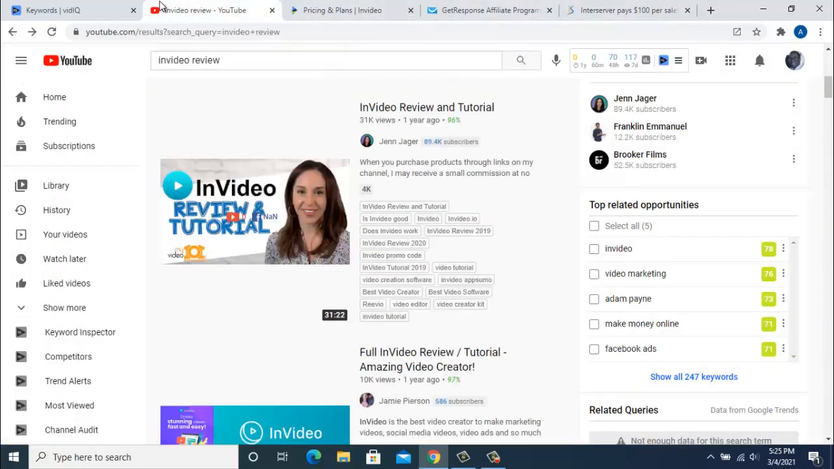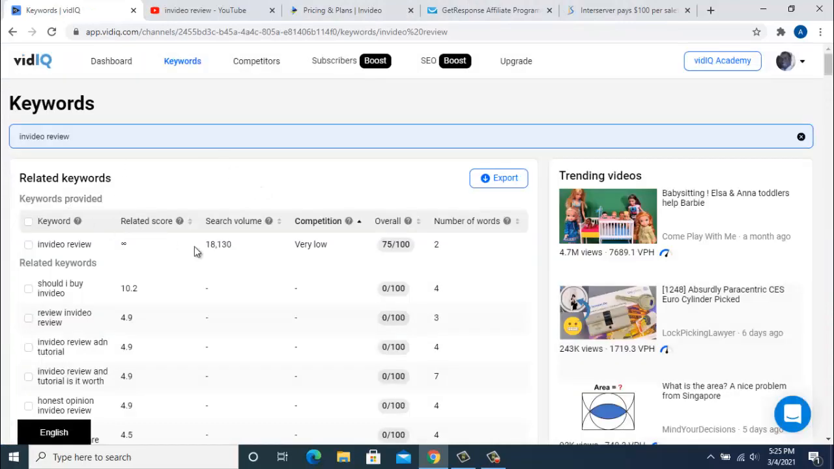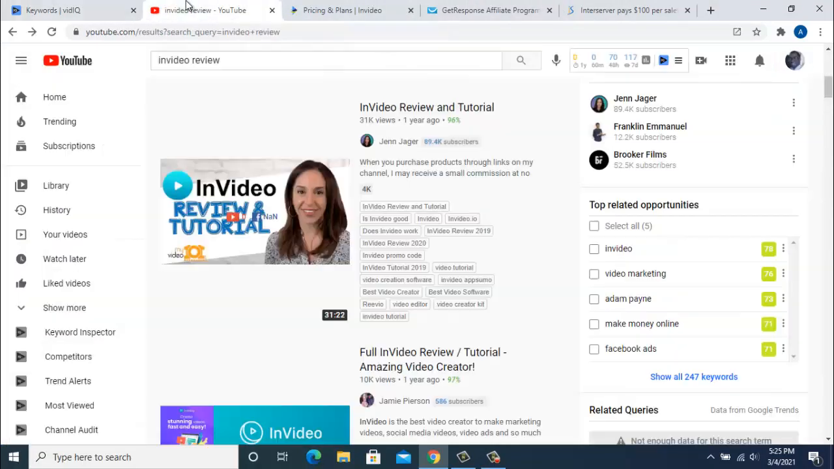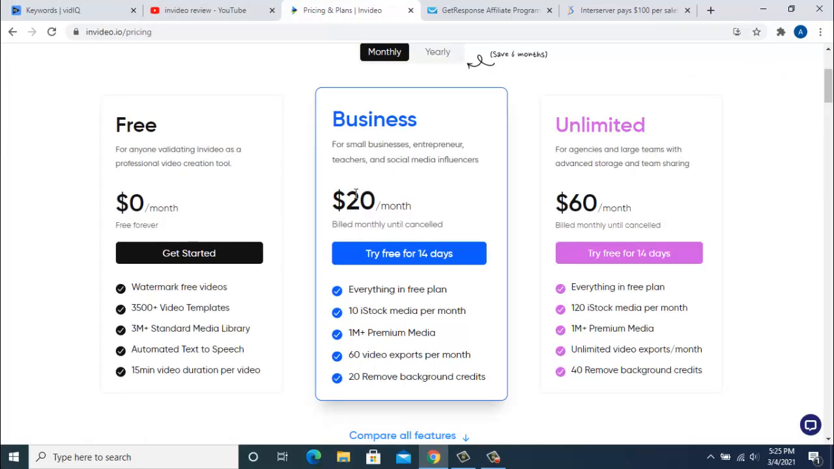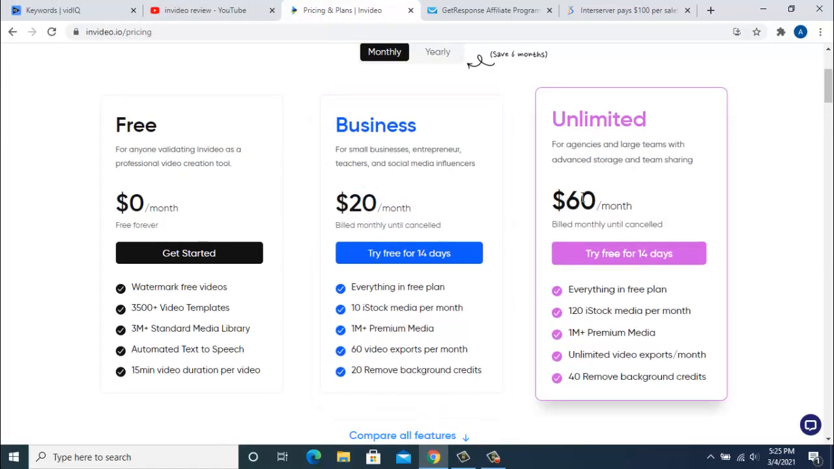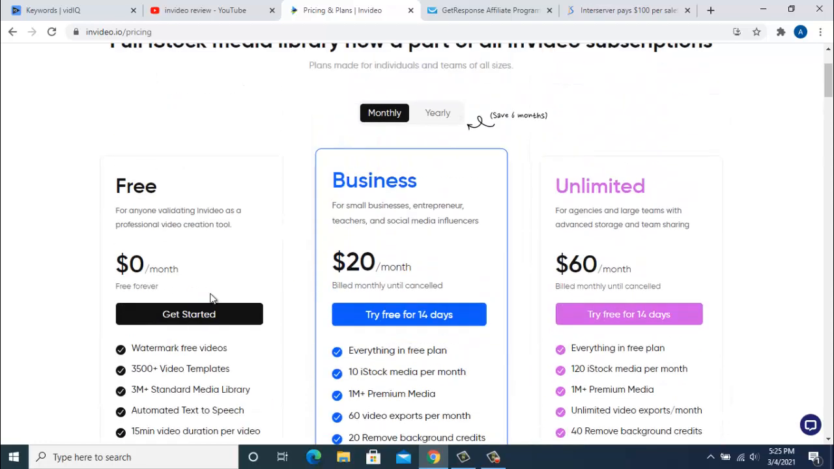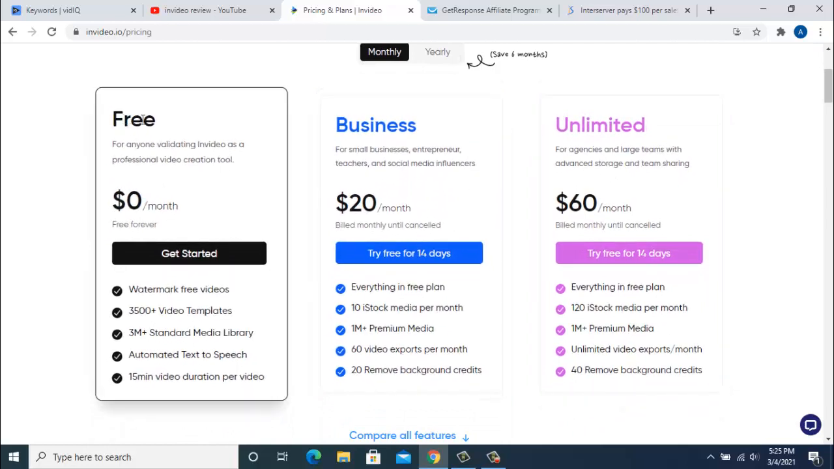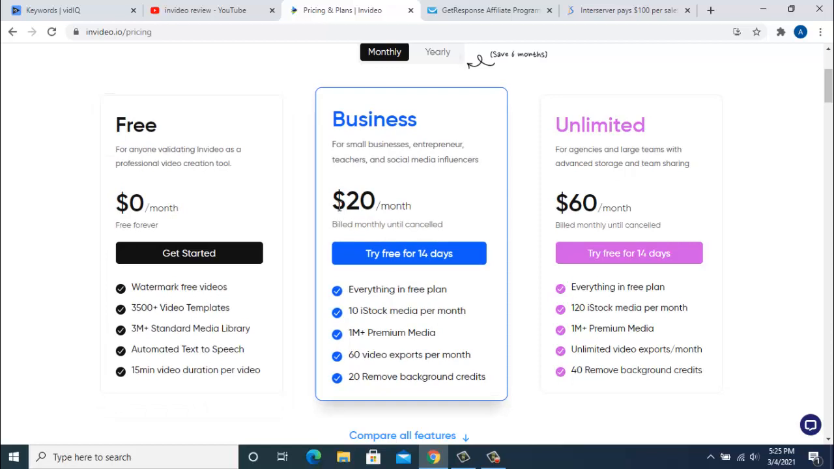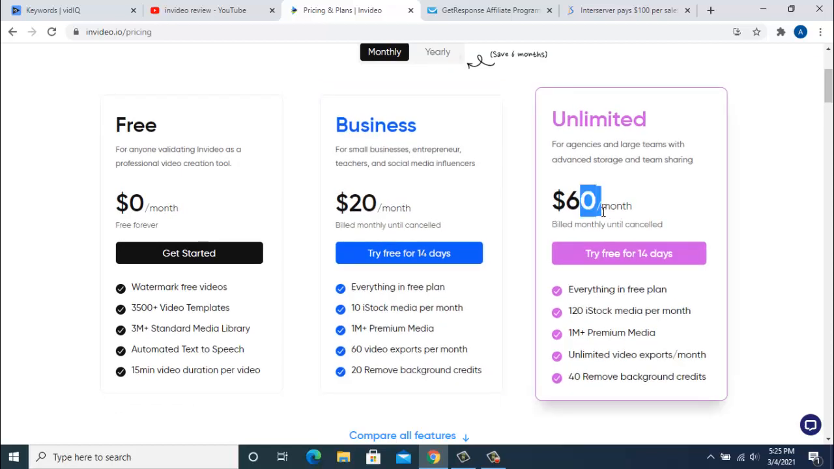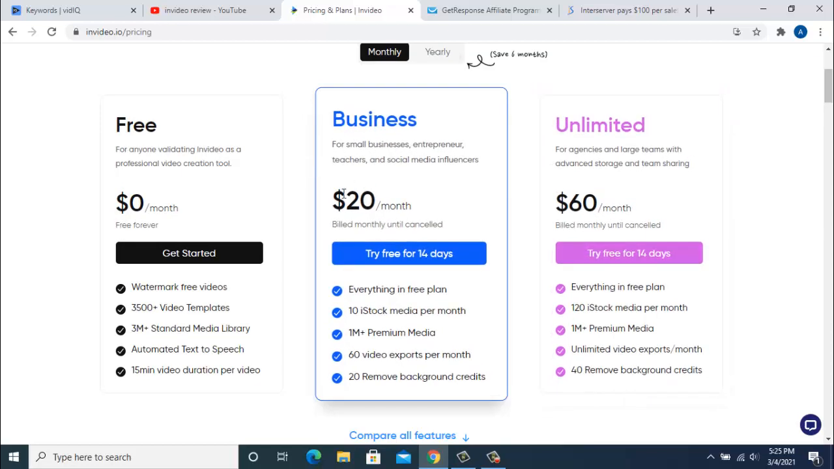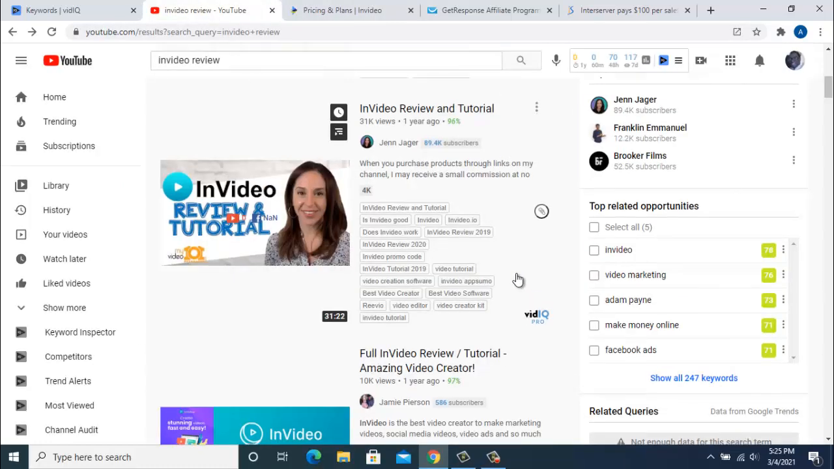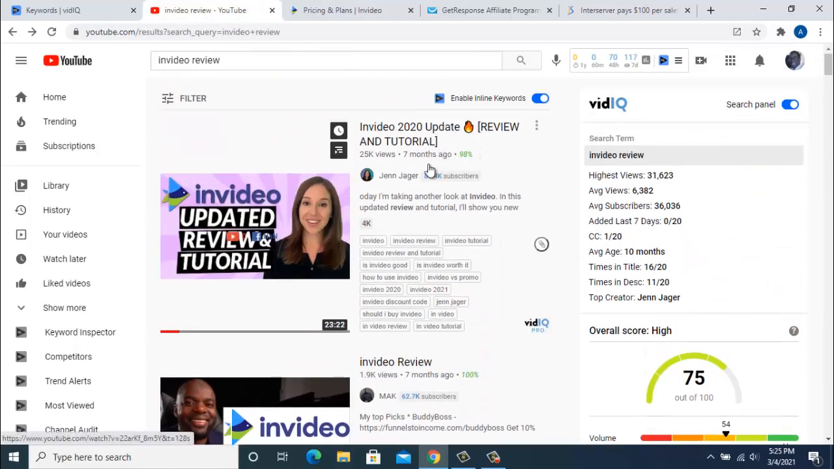Now what happens is, we found that this keyword has 18,000 people and very low competition. So we go ahead and let's look at the pricing. Okay, it's $20 a month, and unlimited is $60, and they pay 50% commission. So it means if you bring people here, it's really easy to promote this product because they have a free plan. So you can just promote the free plan, and then people will go ahead and upgrade. So this will give you $10 a month, and this will give you $30 a month. Still, you know, not much, but still some money, because the keyword is easy to rank for and people are really searching for this.